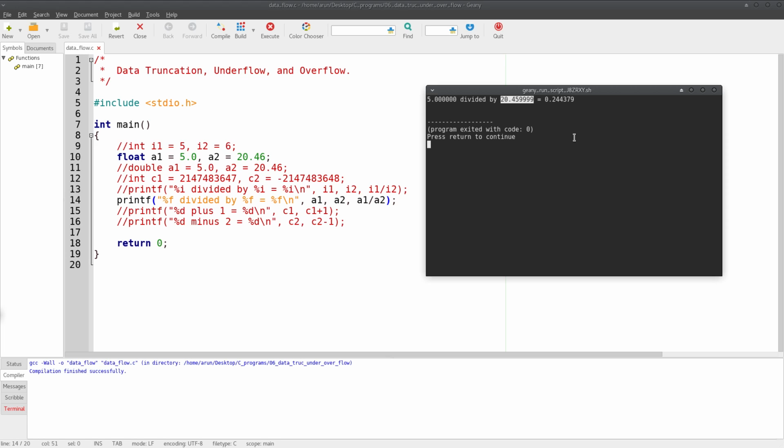As a consequence, the number that is very, very close to 20.46 in terms of precision, which is 20.459999, gets printed over here, and that's the reason why we are getting this number. And wherever you come across 20.46, instead of that, this number 20.459999 will be used throughout the calculations.